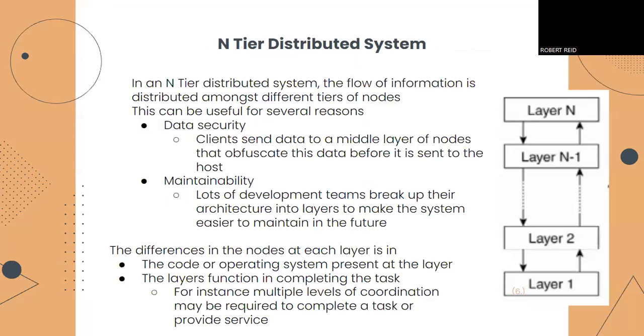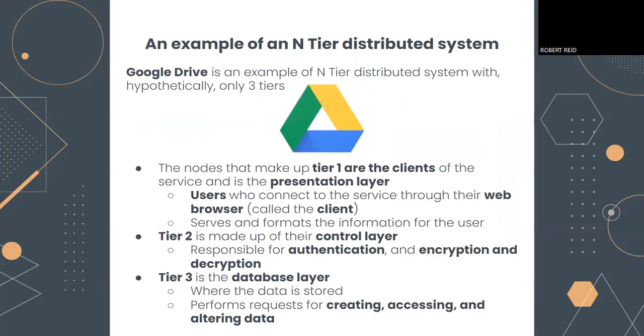In an N-tier distributed system, it's mainly used for data security and maintainability so that they can break up the function of the system into maintainable components. The differences in each node are the code and operating system function at each layer and the service that they provide to the system. An example of an N-tier distributed system is Google Drive itself.